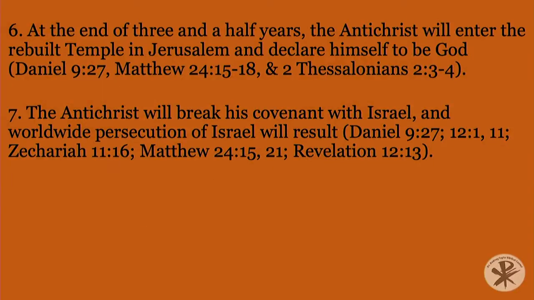The 7th prophecy yet to be fulfilled: the Antichrist will break his covenant with Israel, and the worldwide persecution of Israel will result. That's in Daniel 9:27, Daniel 12:1 and 11, Zechariah 11:16, Matthew 24:15 through 21, and Revelation 12:13. So that peace is going to be short-lived, 3.5 years. And there will, following that peace, be worldwide persecution of Israel. But some of those will come to know Christ, and they will be saved, and many of them will be martyred.